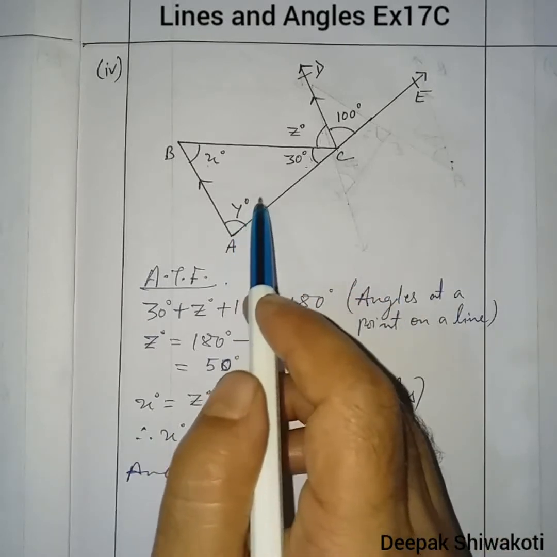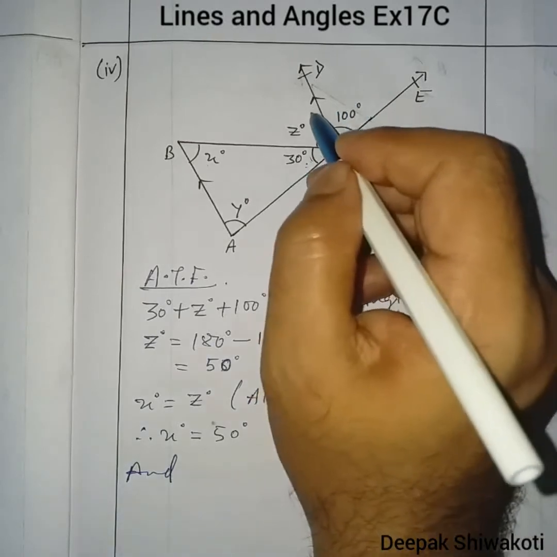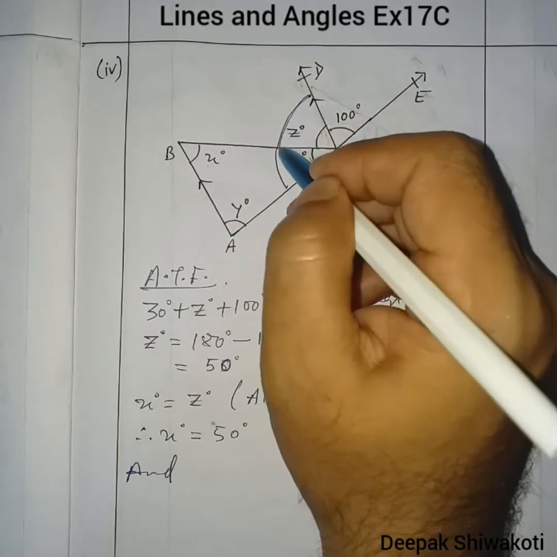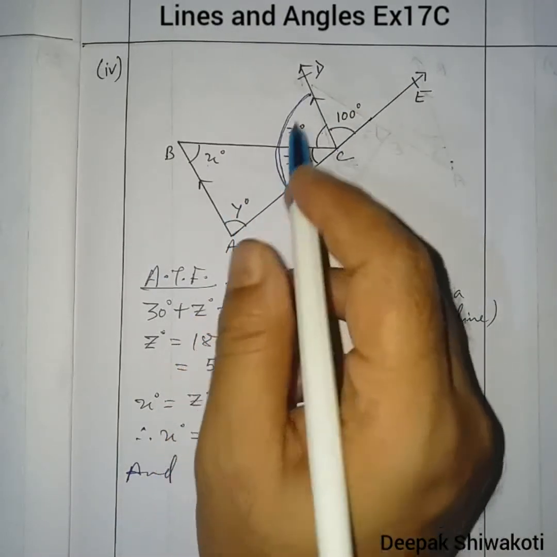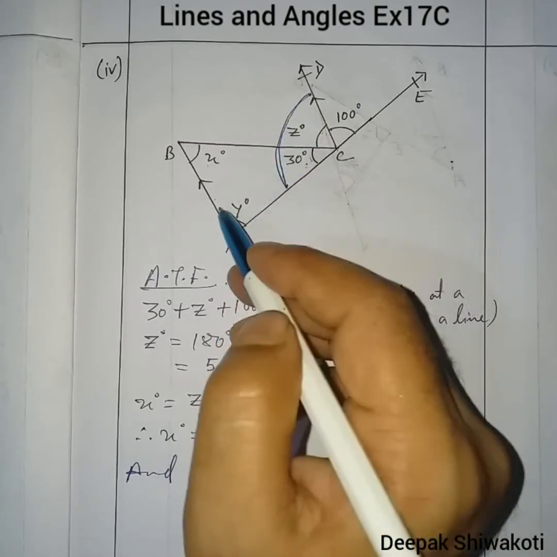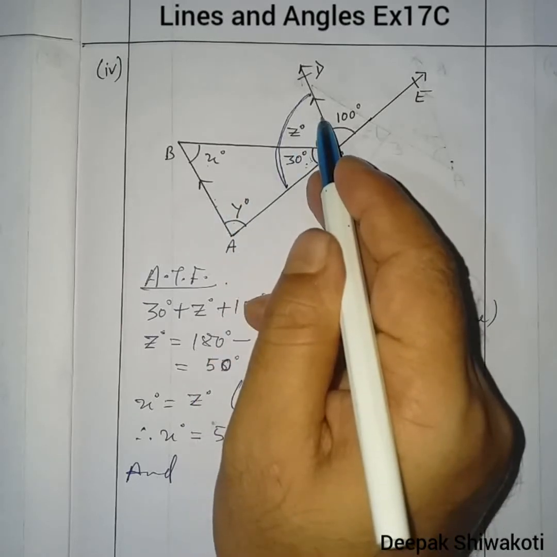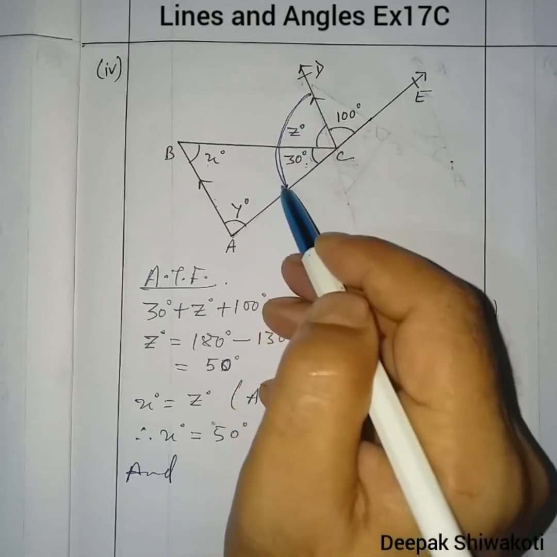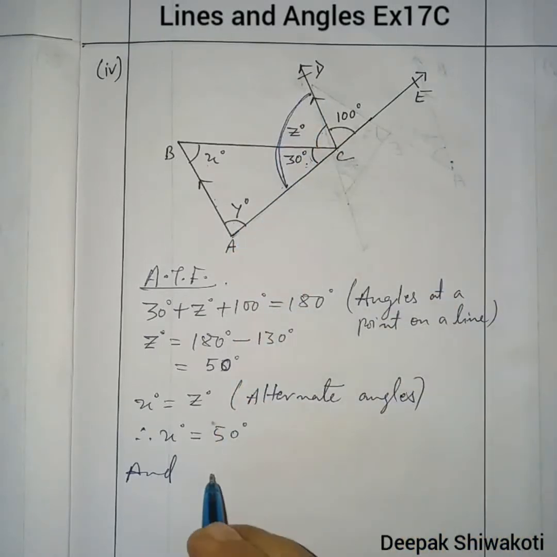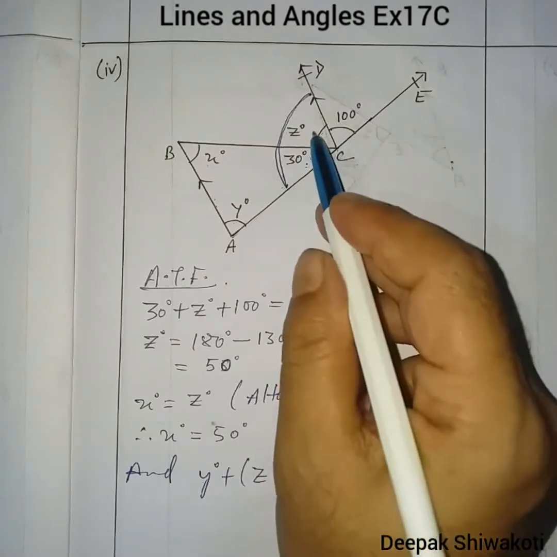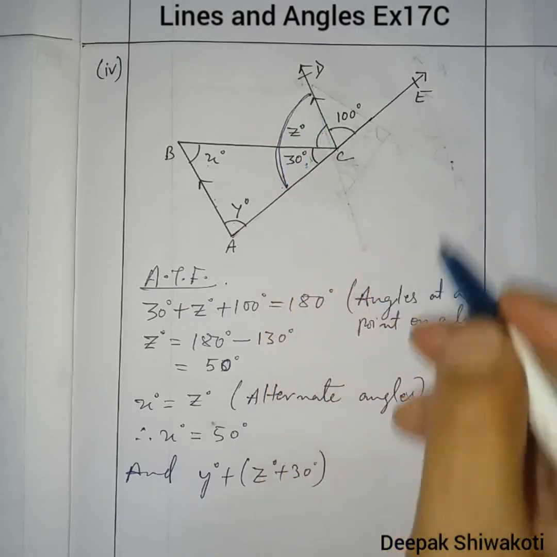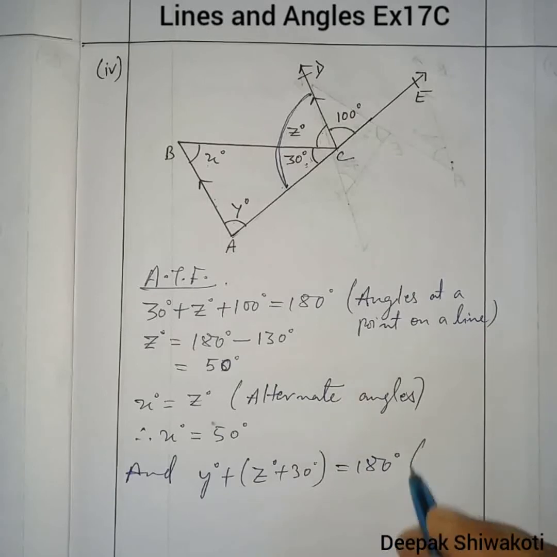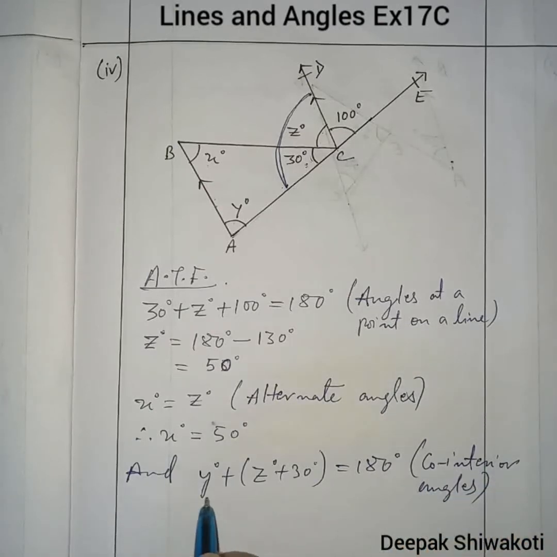Y degree and Z plus 30, these two, this angle, see properly here, this angle and this angle, these two angles are co-interior angles, isn't it? Well, we consider this line and this line as parallel lines, and AE as the transversal, then this angle and this angle are co-interior angles. So the sum is equal to 180 degree, and Y degree plus Z plus 30 degree, the sum of these two is this angle. So here it is equal to 180 degree. Y, co-interior angles. Okay, so now it's easy to find Y.